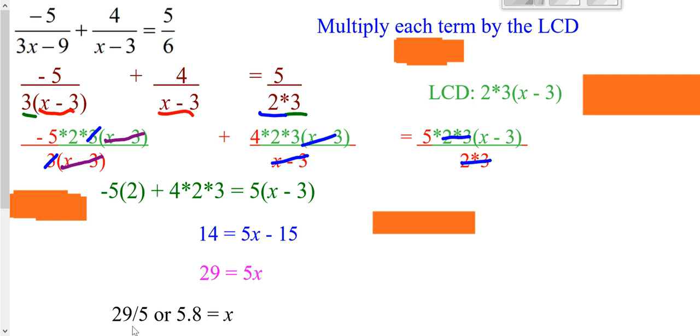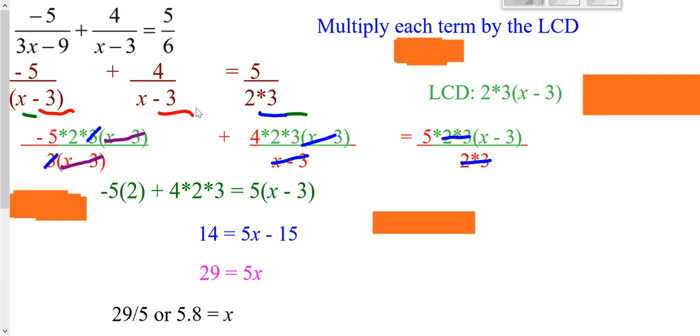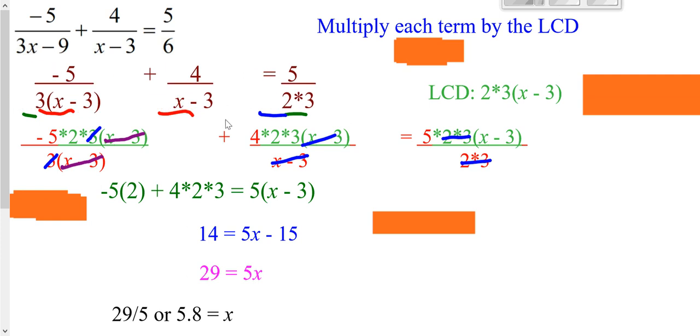Now, you would need to be concerned about what would cause the bottom to be 0. The only thing that would cause the bottom to be 0, if we go up here, would be if x was 3.